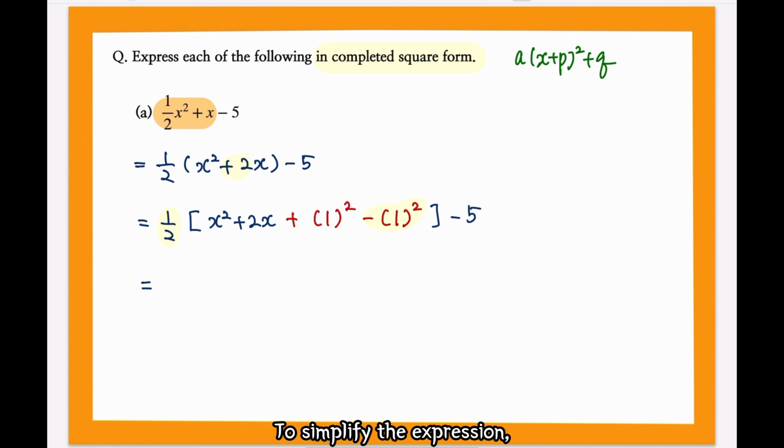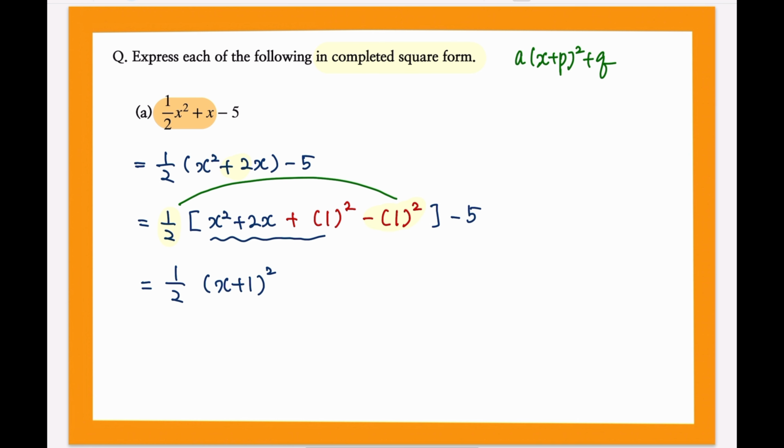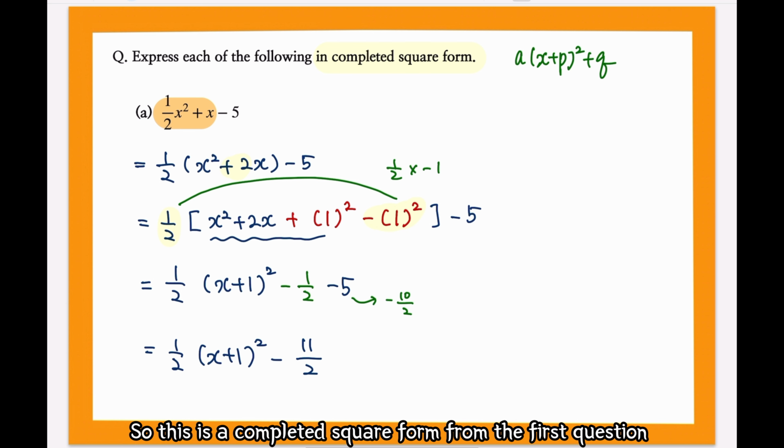To simplify the expression, 1/2 and the first three terms turn into bracket x plus 1 squared. Be careful with the minus 1 squared, because if we want to expand it, we have to multiply those two terms. So the result is minus 1/2, and put minus 5. Then the expression is 1/2 bracket x plus 1 squared minus 11/2, because minus 5 can turn into minus 10/2. So this is the completed square form from the first question.